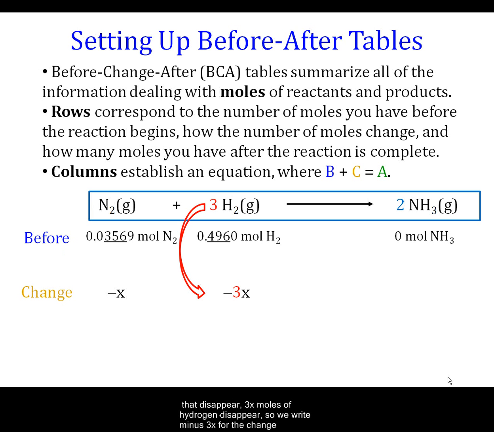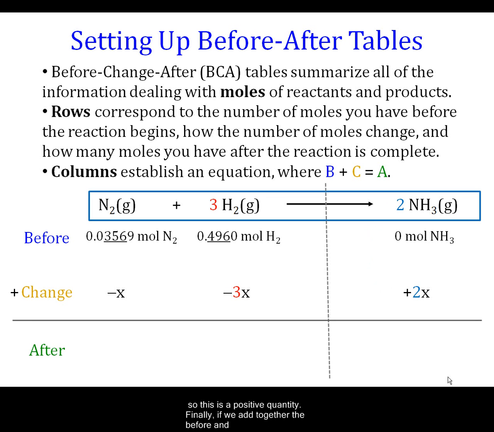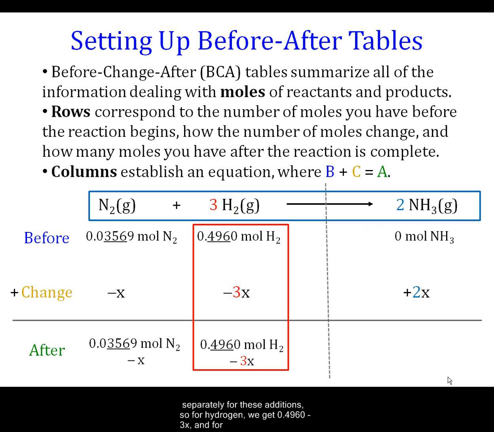change in hydrogen. As we cross to the other side of the equation, the product should increase as the reaction goes on. So, for every x moles of nitrogen that disappear, 2x moles of ammonia will appear, so this is a positive quantity. Finally, if we add together the before and change rows, we get the after row as the sum of each column. We treat each column separately for these additions, so for hydrogen, we get 0.4960 minus 3x, and for ammonia, we get 2x total moles at the end of the reaction. This completes the table setup.